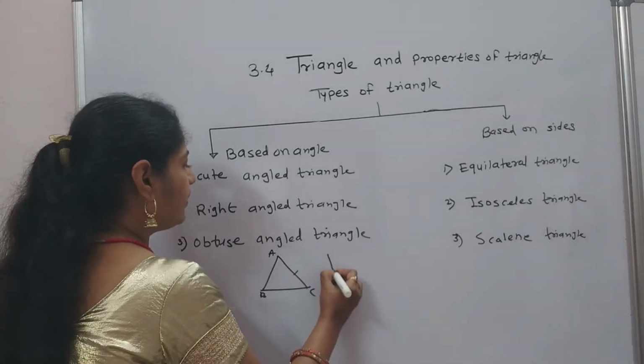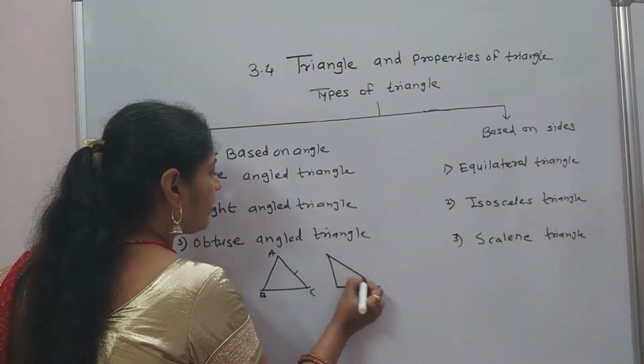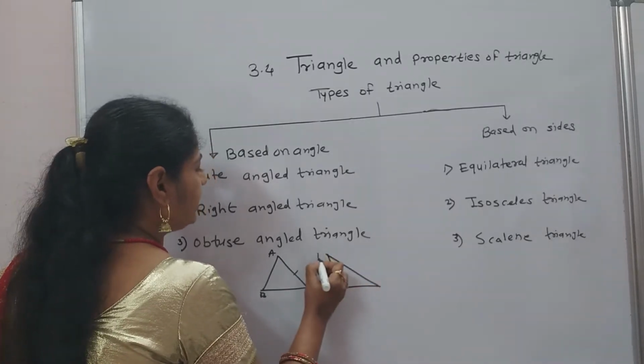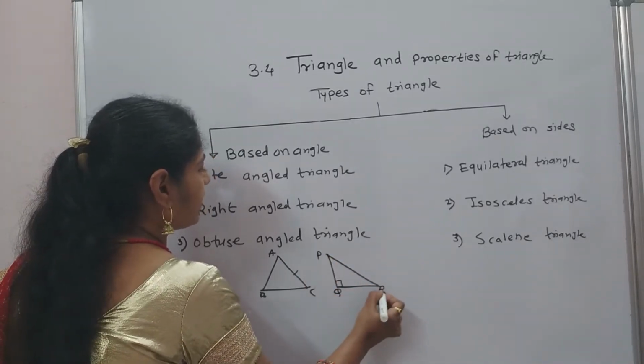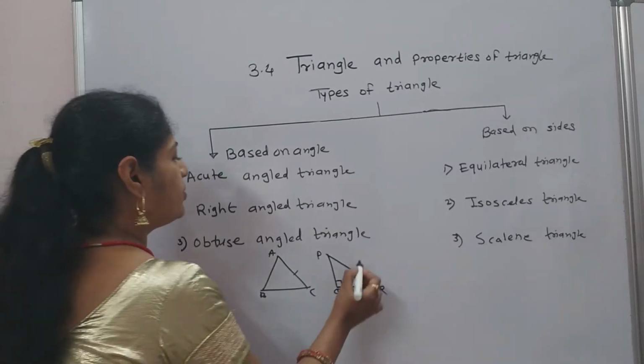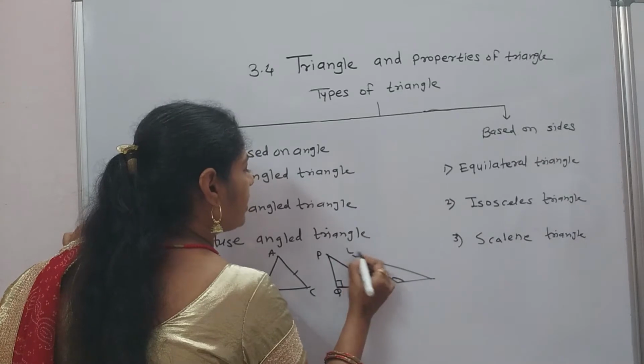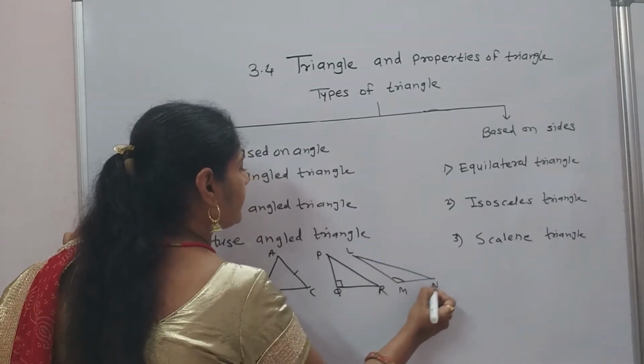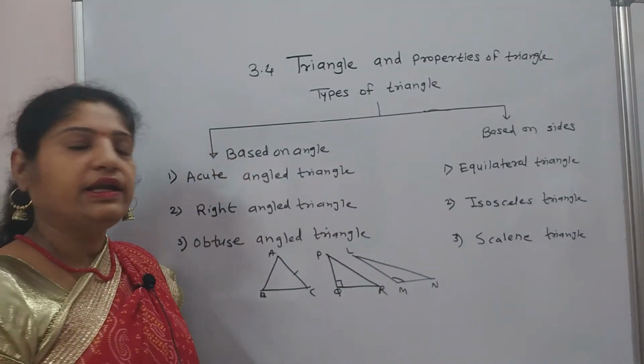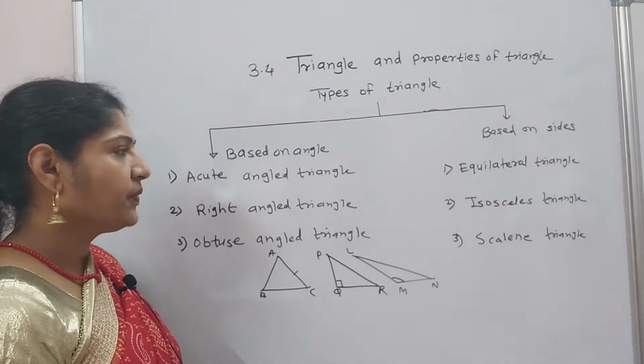Right angle triangle. One angle is a right angle, that is 90, called a right angle triangle. And number 3, obtuse angle triangle. One angle is greater than 90. One angle greater than 90 is called an obtuse angle triangle.